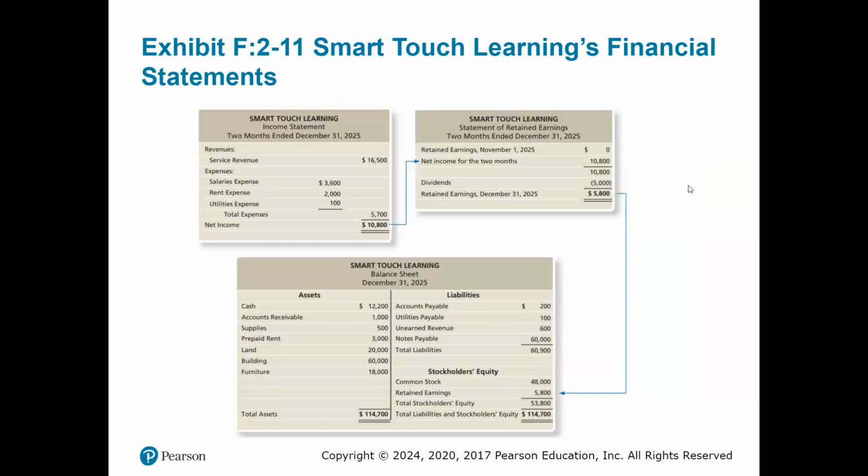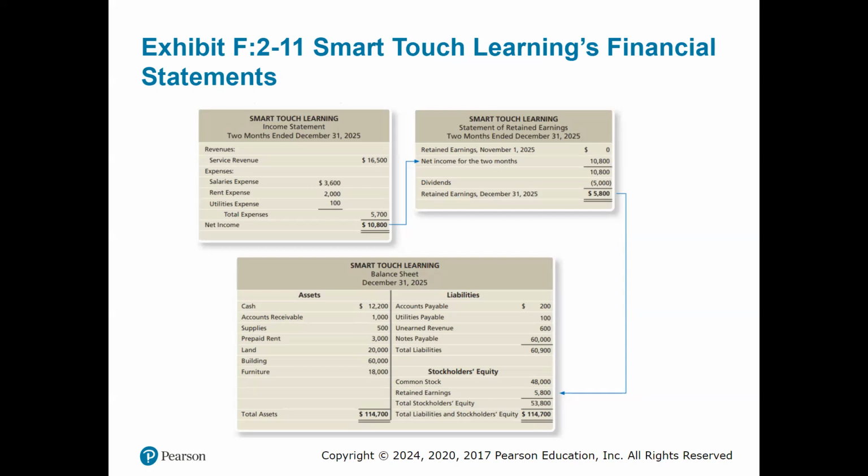All right. Now, after adjusting entries, I'm sort of glossing over that right now, but after adjusting entries are made, then we would pull the balances from the trial balance into our financial statements. So these asset balances here are pulled directly off of our ending trial balance for each account. Same thing with the liabilities and stockholders' equity.